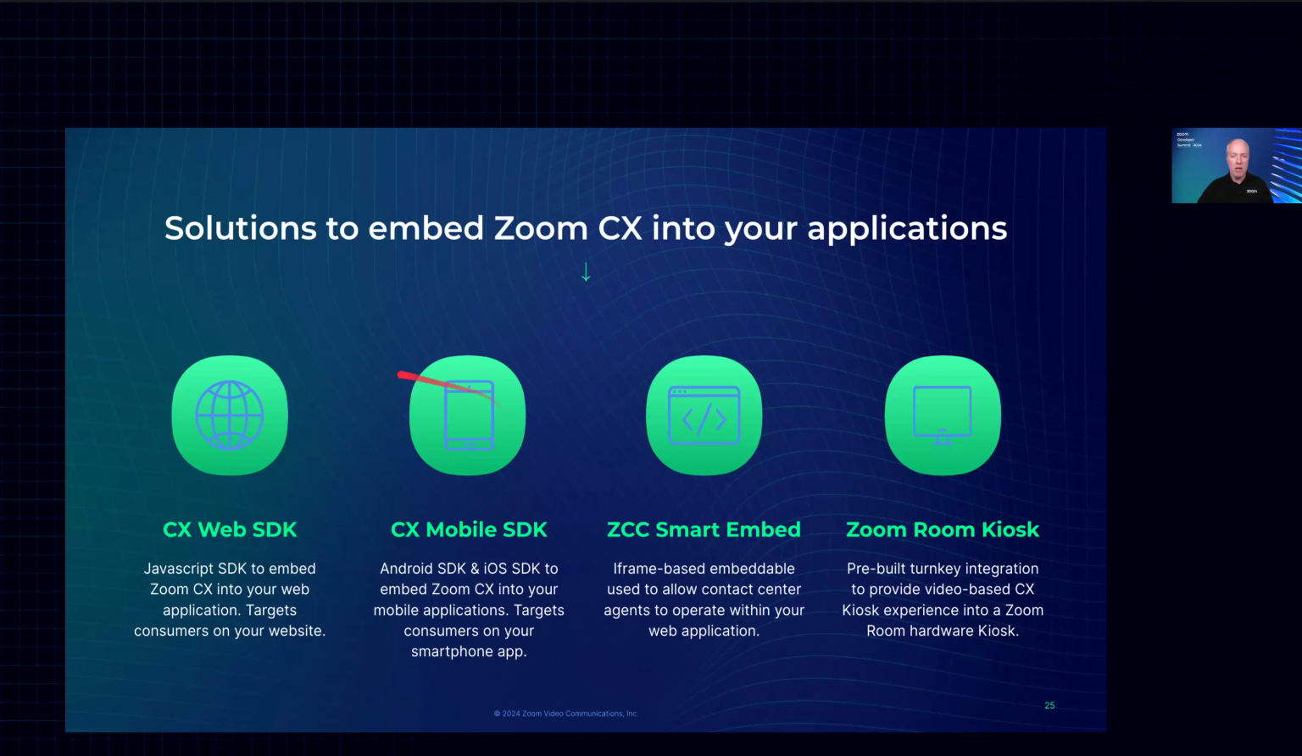Now, the first two are targeted towards consumers, people that are using your apps. The third SDK, the Smart Embed, is targeted towards the contact center agent. So if you want the agent to be embedded inside of your web application, you can use Smart Embed to do that. We'll show an example here in a moment. And the fourth example would be to use the turnkey Zoom Room kiosk. So we're partnering with the Zoom Room team. You can put some Zoom Room hardware in a kiosk area. People can walk up and have a single button press to get connected to an agent over video. That's a turnkey solution. People that are interested in kiosks may use that, or they may build their own kiosks with either the Web SDK or the Mobile SDK.